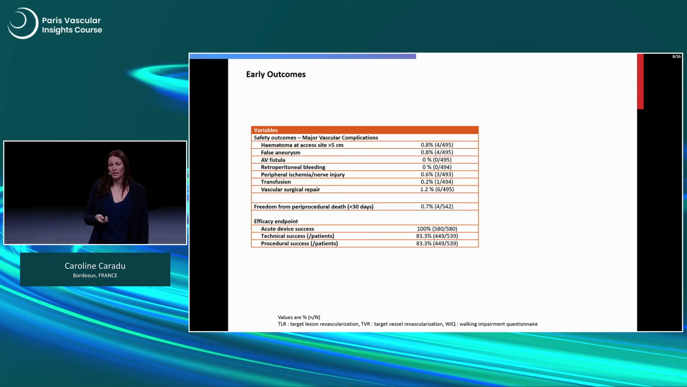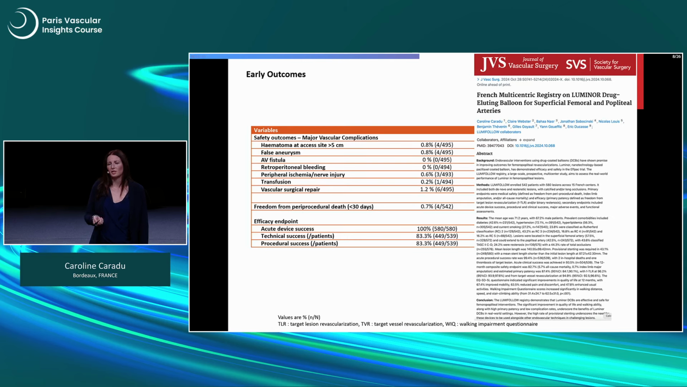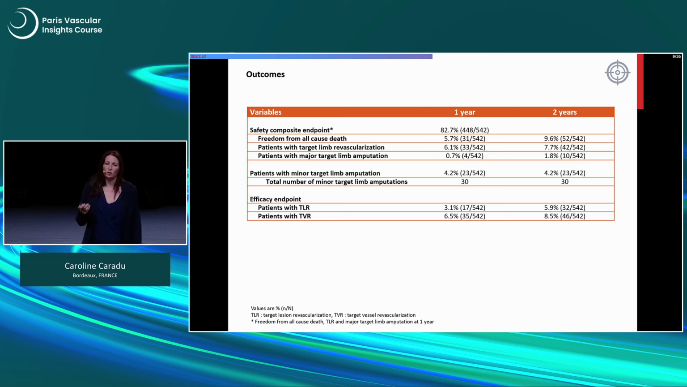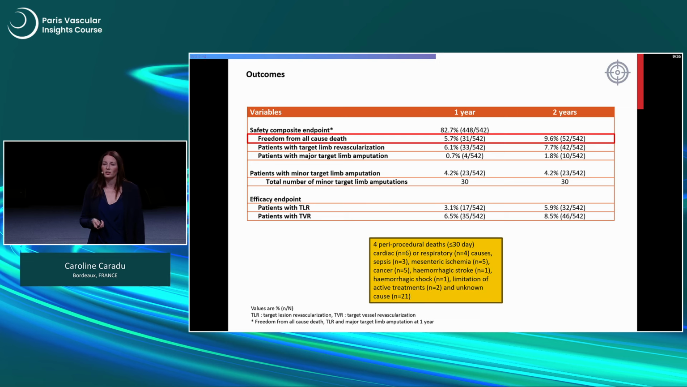In terms of early outcomes, we've published those recently in the JVS, as well as the 1-year results. So we had no safety concerns, and the acute efficacy endpoints were met. And in terms of 2-year results, we had 9.6% of all-cause death, mostly linked to cardiac death or mesenteric ischemia or cancer. So no safety concern here with the balloons.